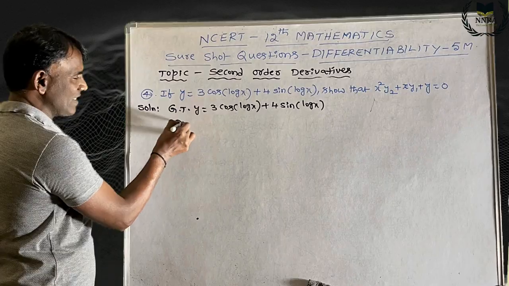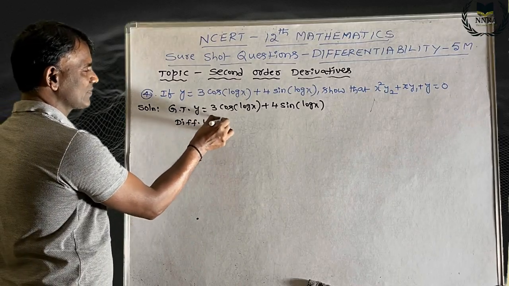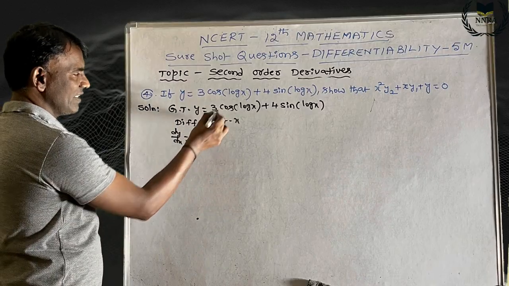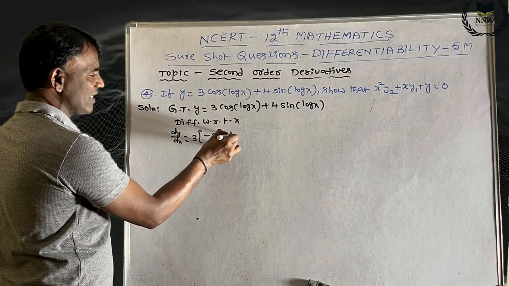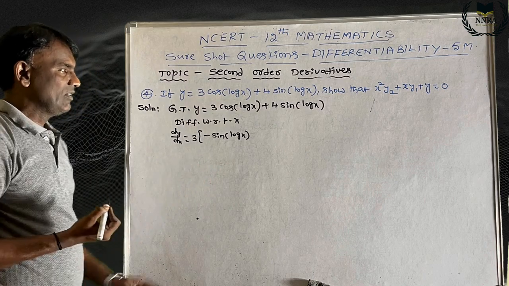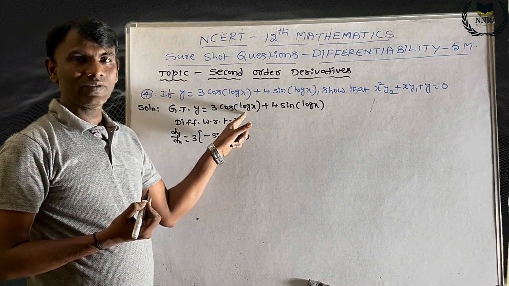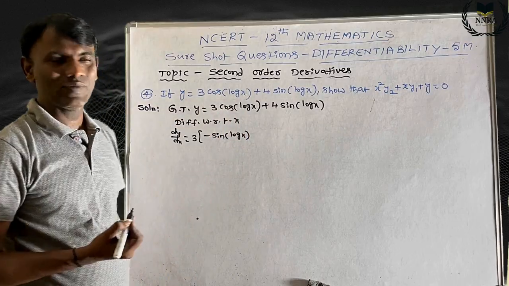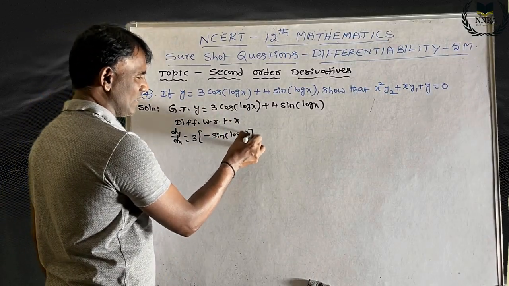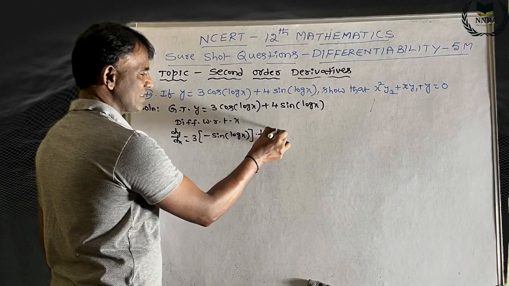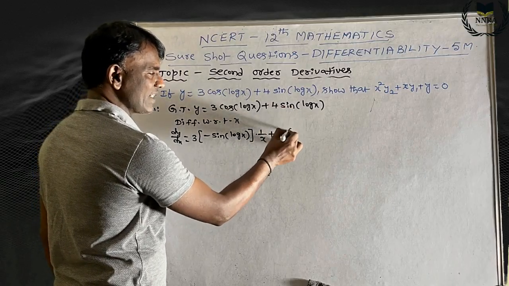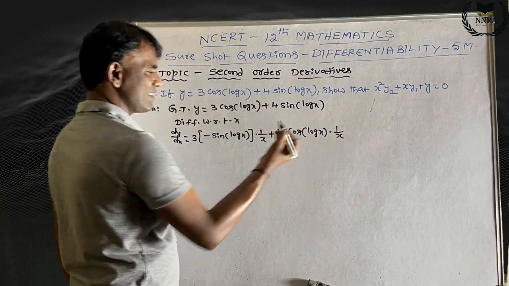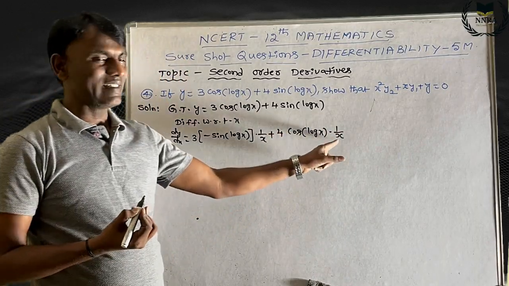And now first differentiating with respect to x. Then it is dy by dx. 3 into derivative of cos is minus sine of log x. But it is not x. So again you have to differentiate log x with respect to x. So what is the derivative of log x? 1 by x. So right here into 1 by x plus 4 into derivative of sine, which is cos. So cos of log x, again 1 by x.